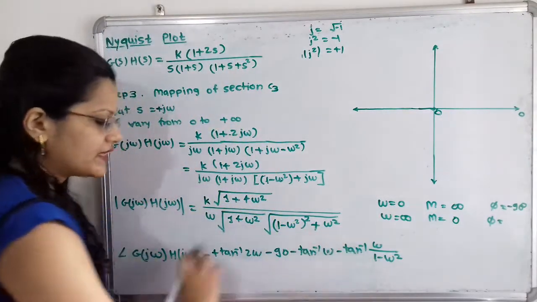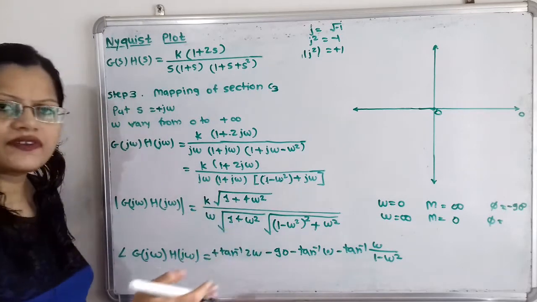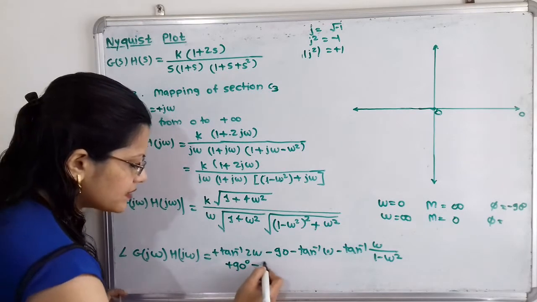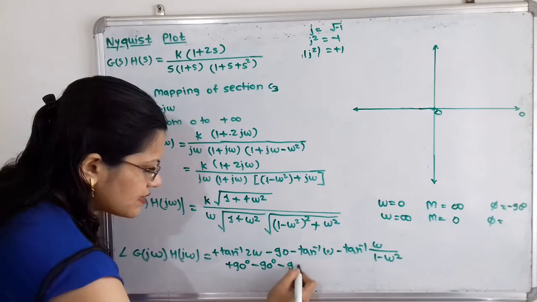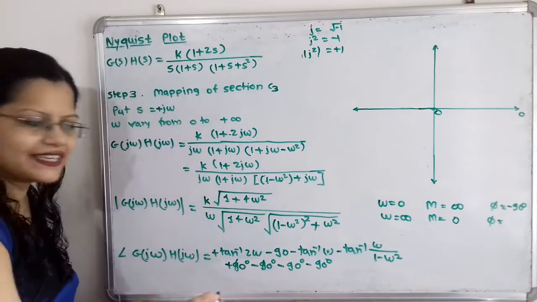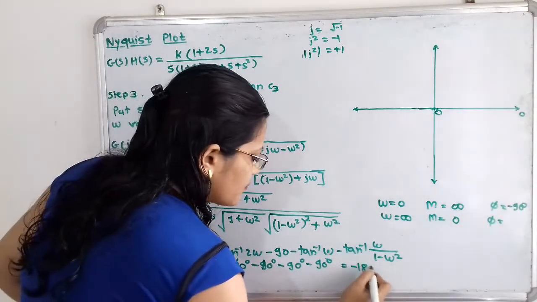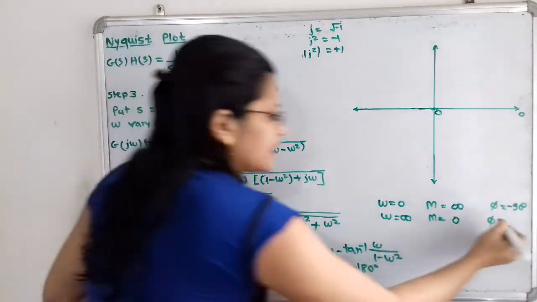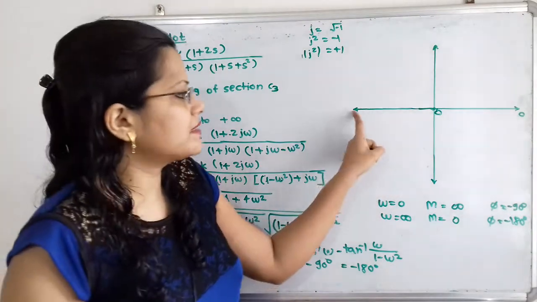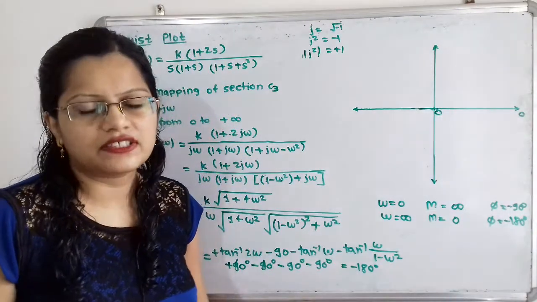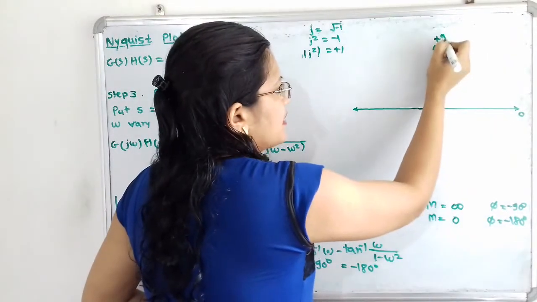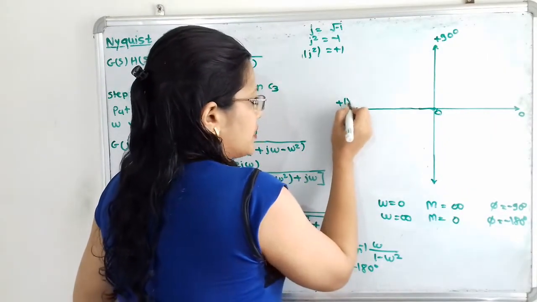Now what about the phase angle phi? Tan inverse of infinity is plus 90 degrees. So plus 90 degrees, minus 90 degrees, minus tan inverse of infinity, minus 90 and minus 90. The plus 90 and minus 90 get cancelled. The angle is minus 180 degrees. So I will write the phase angle phi as minus 180 degrees. So this is the S plane, with the real axis and imaginary axis. Now we will take the angles, here 0, then I will write plus 90, plus 180.